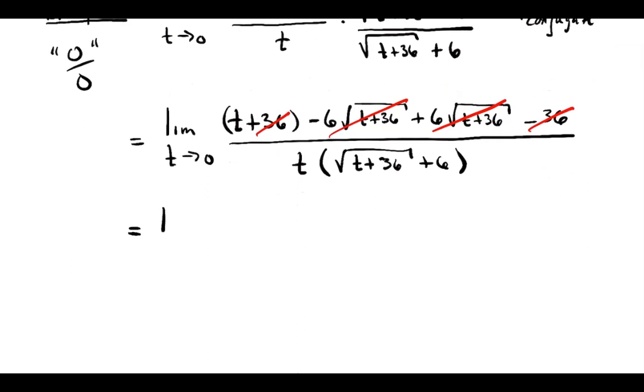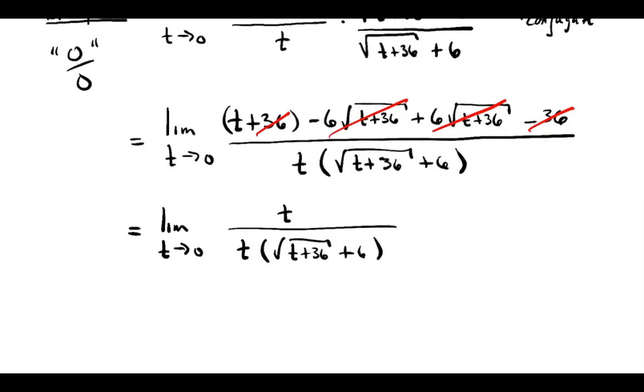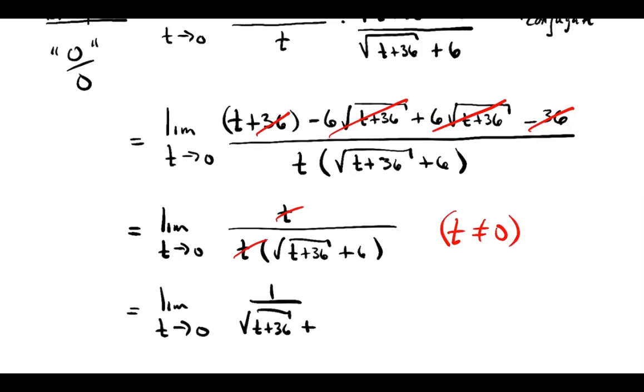So if we stop and regroup, I think I have enough room to do it here. That's the limit as t goes to 0. In the numerator now, all that survived was t. I've got t times the square root of t plus 36, plus 6. And now, multiplicatively, if t isn't 0, I can cancel those things. So my final expression after all of that cancellation is 1 over the square root of t plus 36 plus 6.